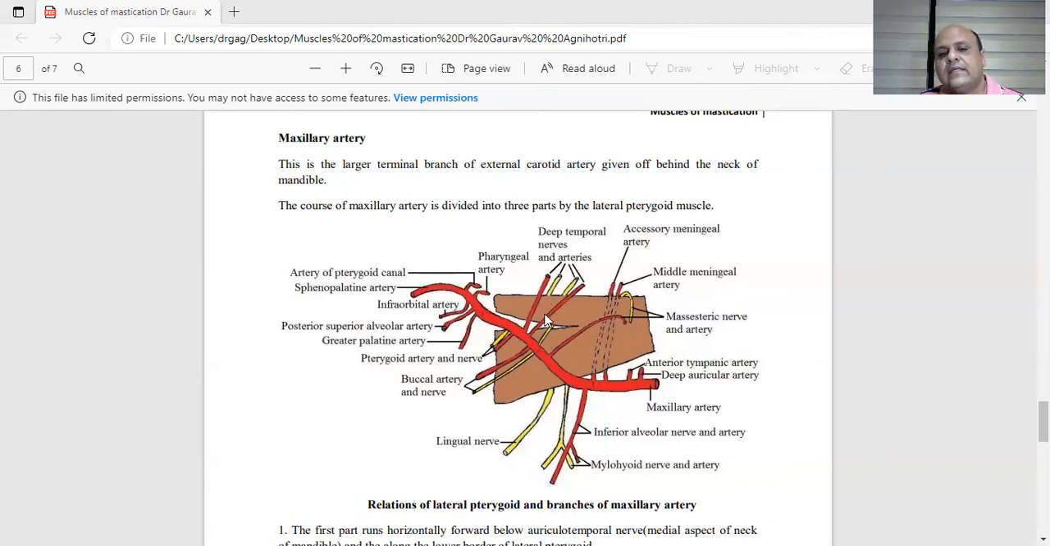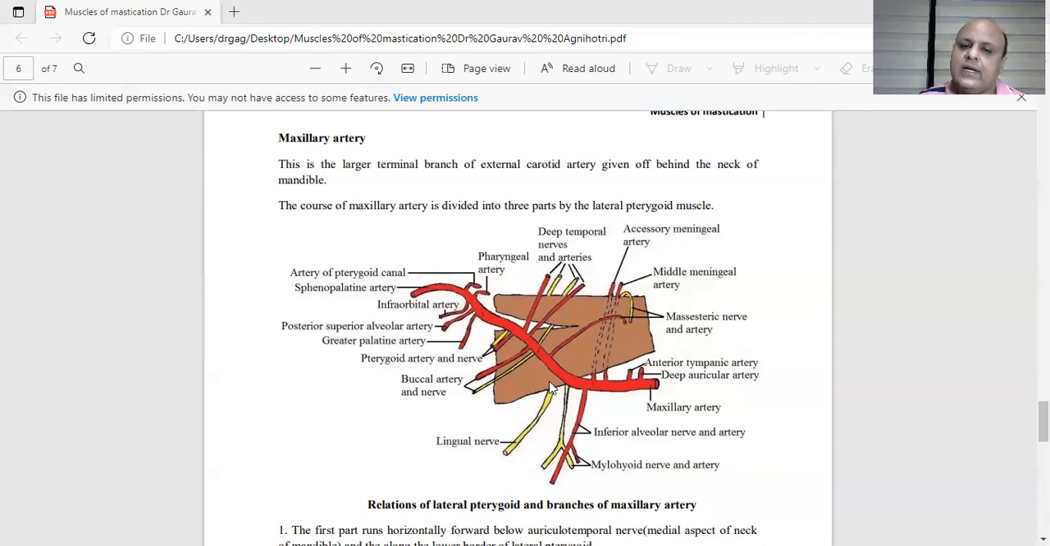Regarding the gap between the two heads of lateral pterygoid muscle, here you can appreciate that the maxillary artery is entering the gap between the two heads of the lateral pterygoid muscle, while the buccal nerve, that is the sensory branch of the mandibular nerve, is coming out of the gap between the two heads. So the maxillary artery is entering the gap, while the buccal branch of the mandibular nerve is exiting the gap between the two heads of lateral pterygoid muscle. That is to be appreciated.